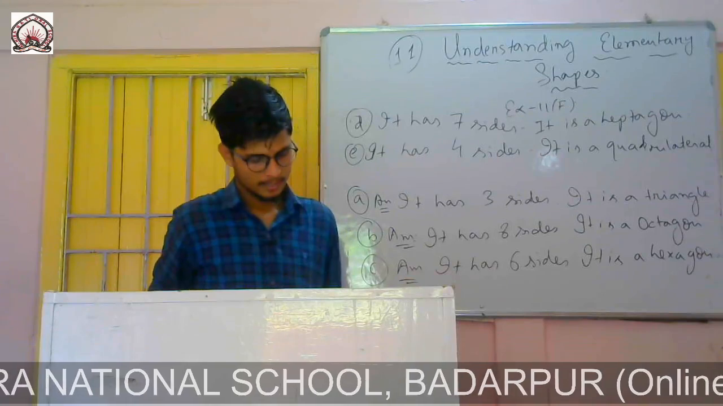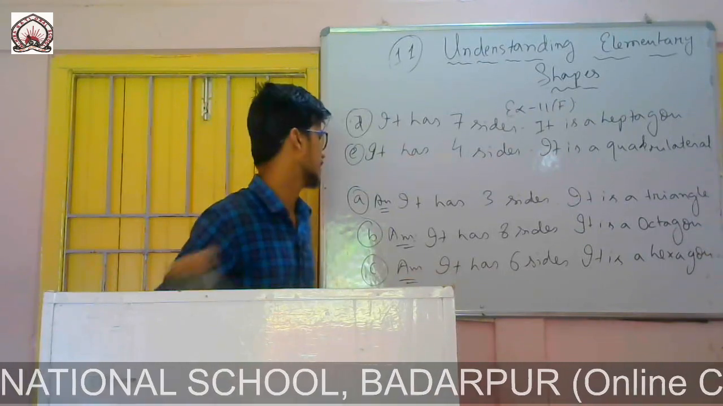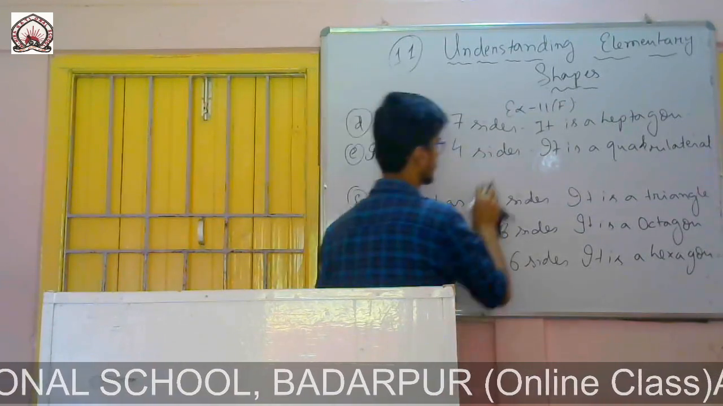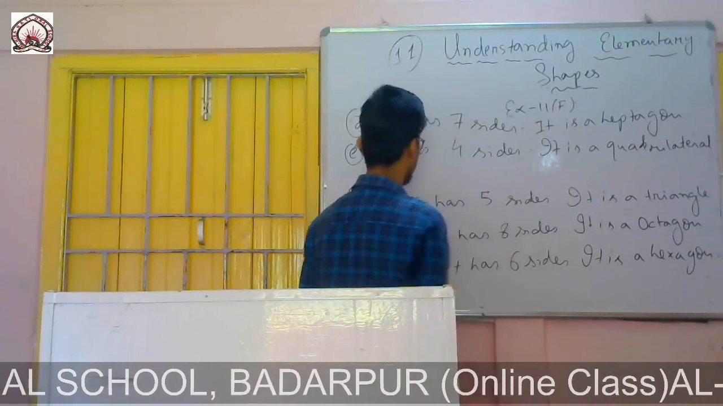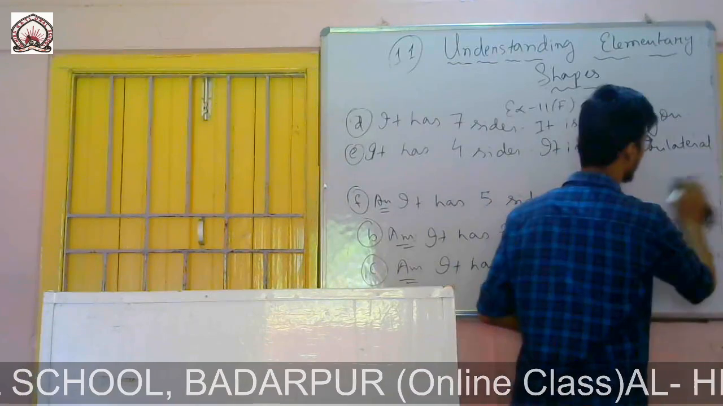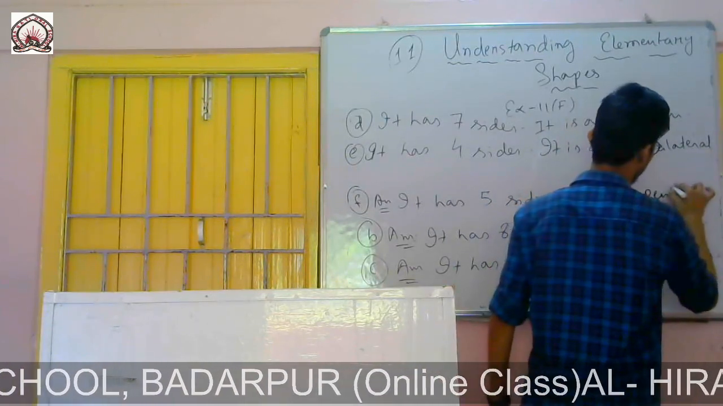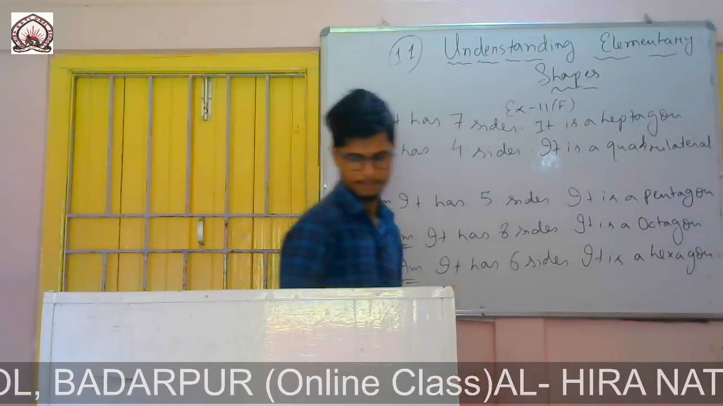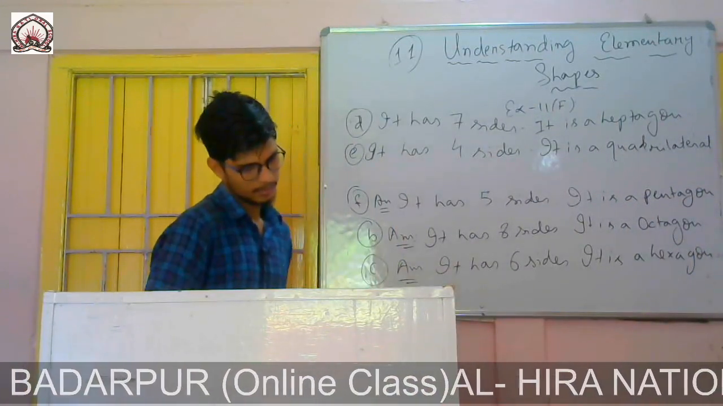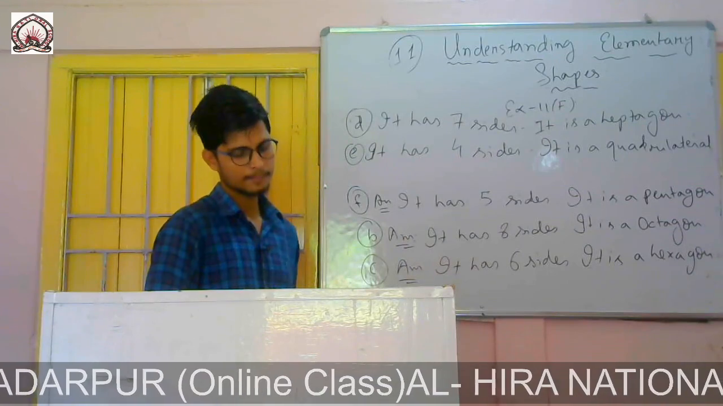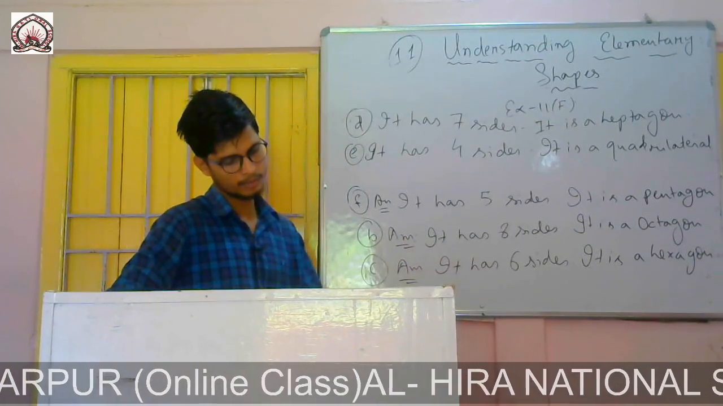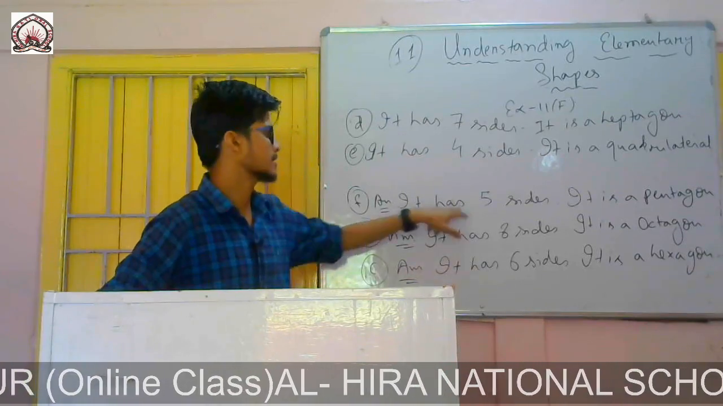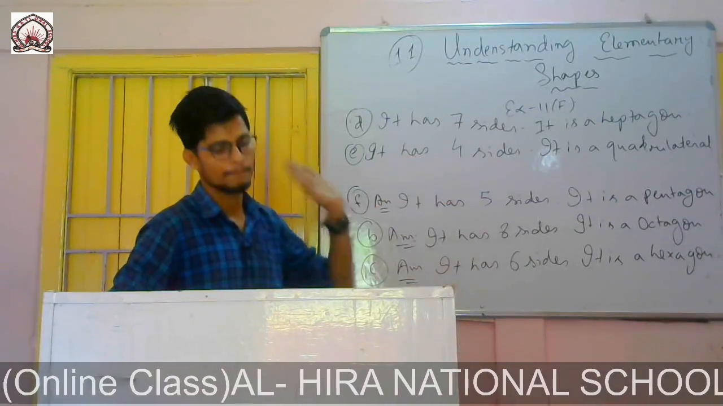Then F, you see, it has 1 2 3 4 and 5 sides. So if it has 5 sides, then it will be a pentagon. F answer: it has 5 sides, it is a pentagon. Then question number G is also the same. You see how many sides? 1 2 3 4 and 5. So question number G and F have the same answer. It has 5 sides, it is a pentagon.